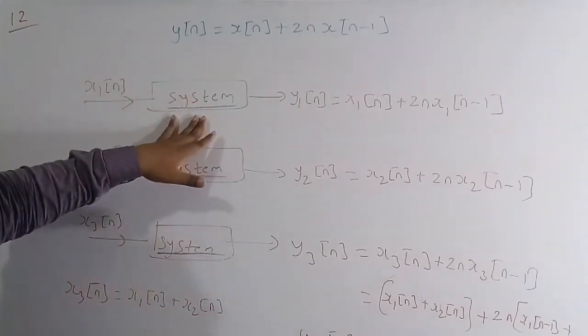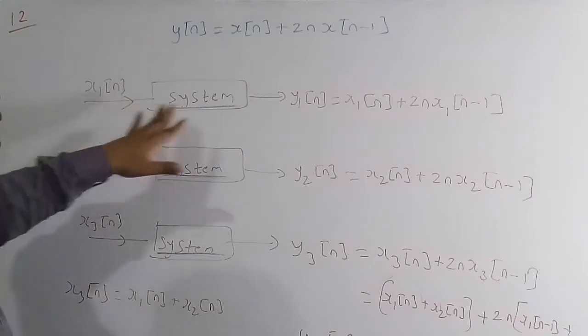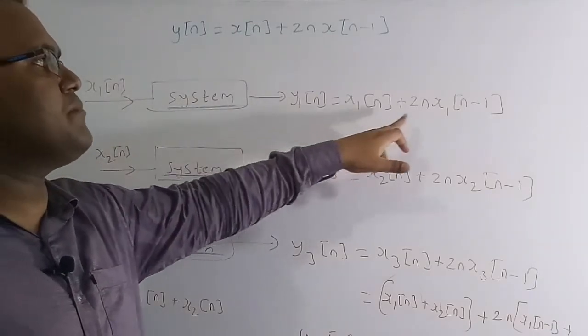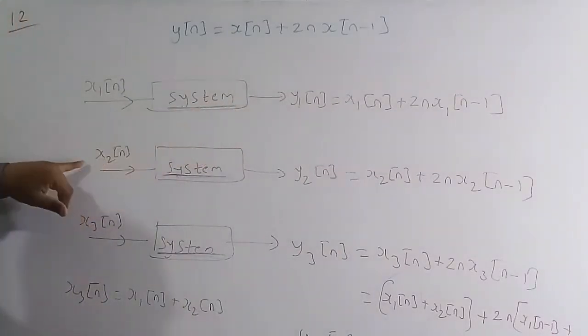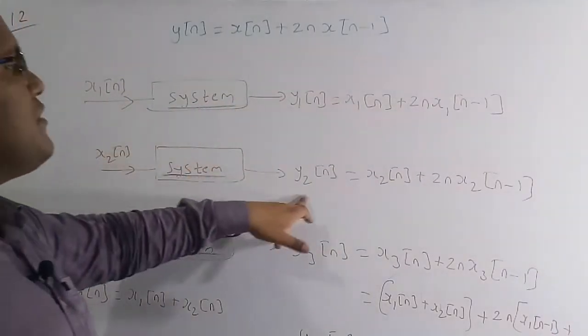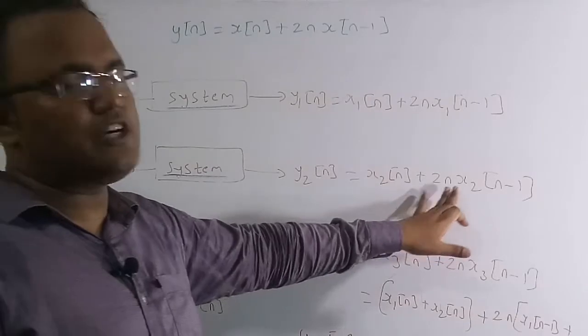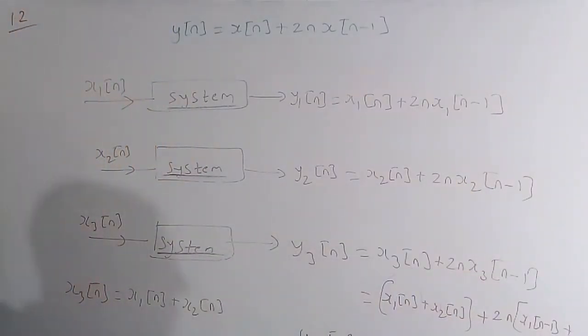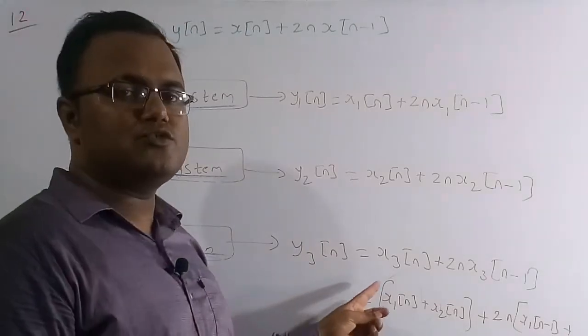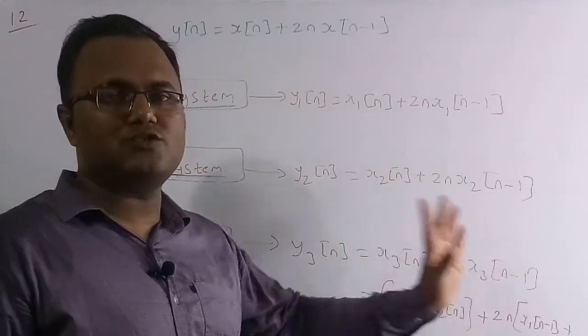For the system, if the input is x1 of n, the output is y1 of n is equal to x1 of n plus 2n into x1 of n minus 1. For the same system, if the input is x2 of n, the output is y2 of n is equal to x2 of n plus 2n into x2 of n minus 1. See, for the same system, if the input is x3 of n, then the output will be y3 of n is equal to x3 of n plus 2n into x3 of n minus 1.